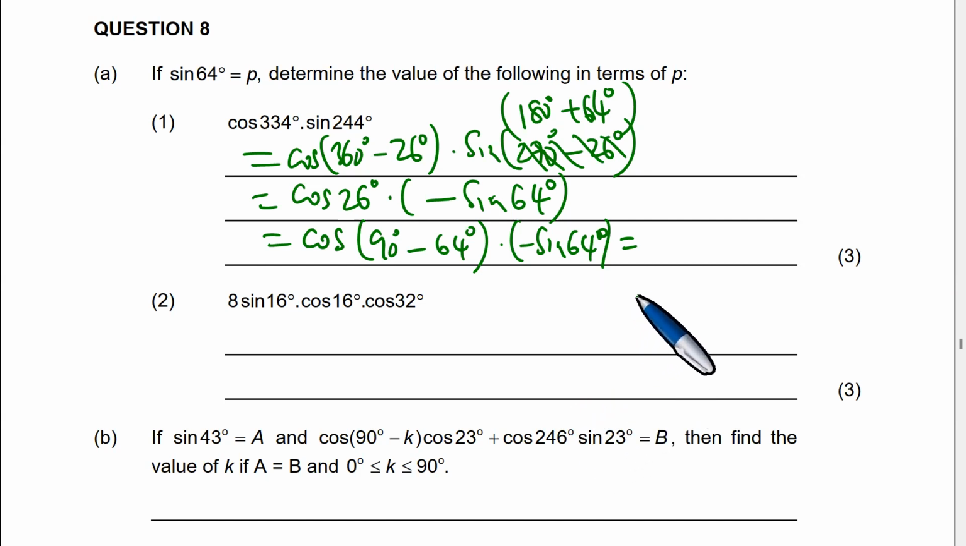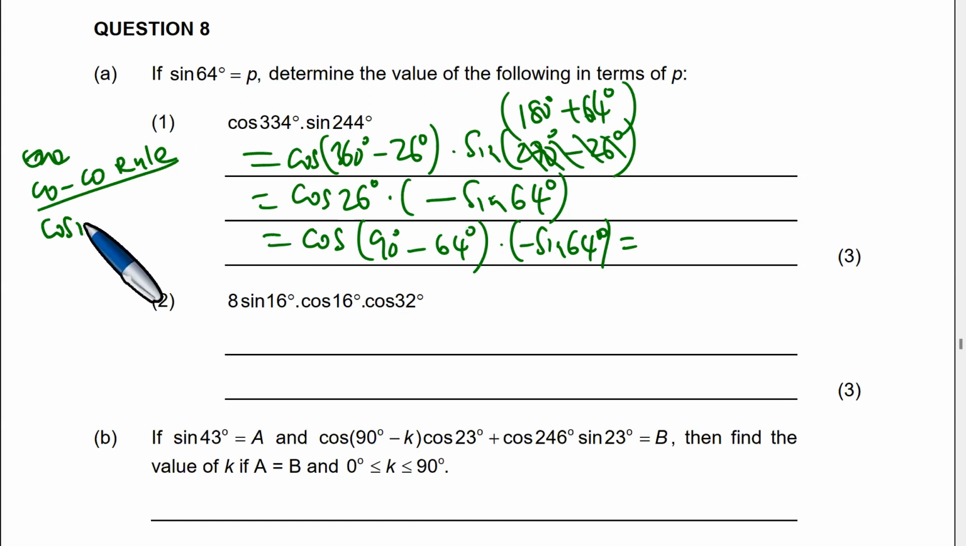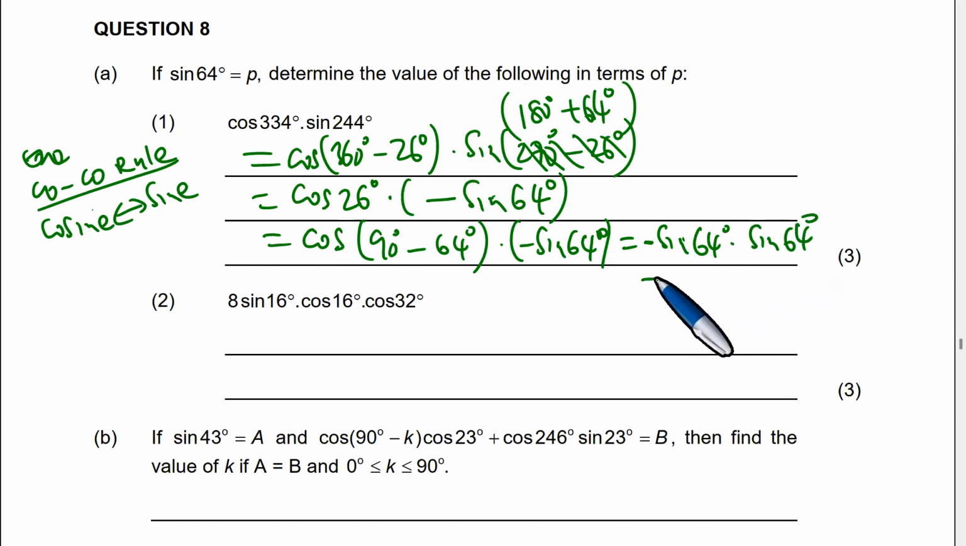In which quadrant is 90 minus? In the first, everything is positive, but it's a co-function change, by the co-function rule. Cosine changes to sine and vice versa, in which case this is going to change to the sine of 64 degrees. The sine of 64 is p, so minus p times p, which is minus p squared.